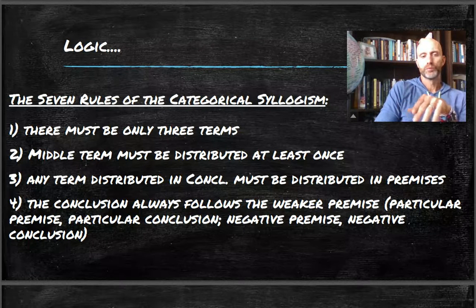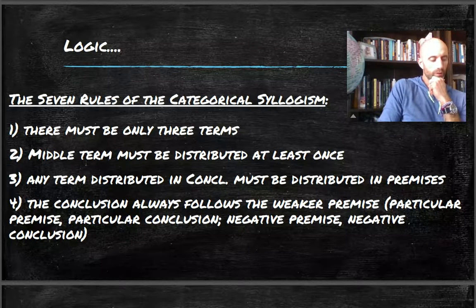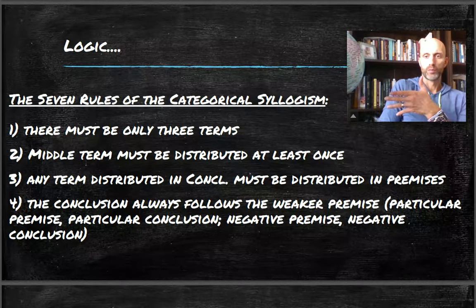Now, number 4, the conclusion always follows the weaker premise. I'm just going to read this here because it says, if the size of the group can't increase in the conclusion, neither can the strength of the assertion. If one of the premises is particular, some, a lot, most of, a few, words like that show you the quantity of your term. All of those would be some, particular, obviously. If one of the premises is particular, the conclusion must be particular.